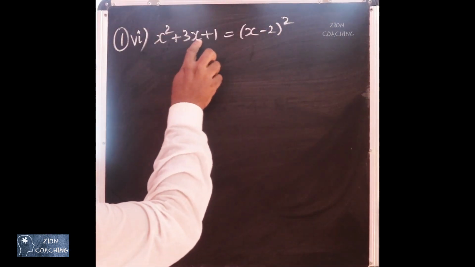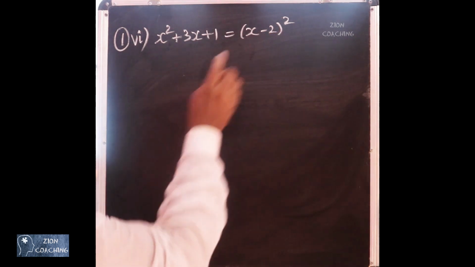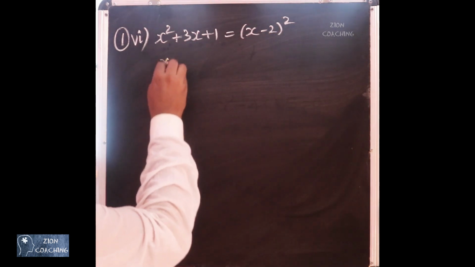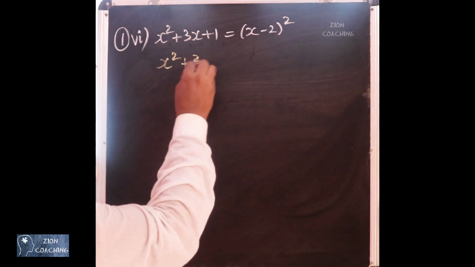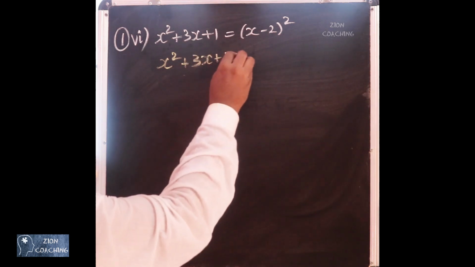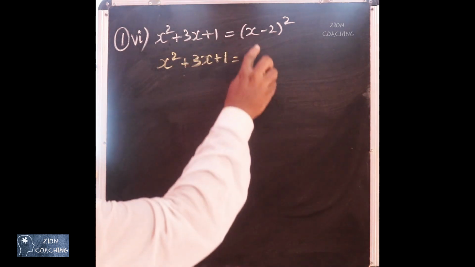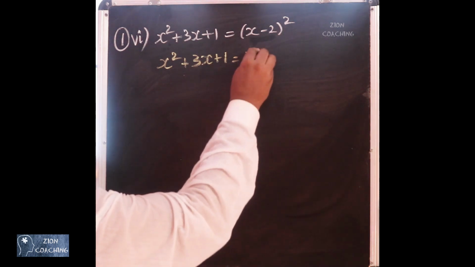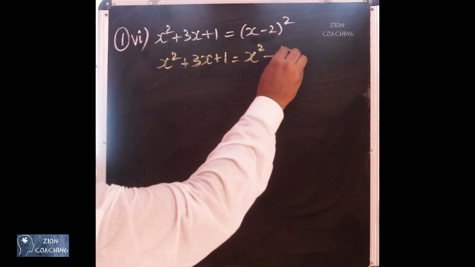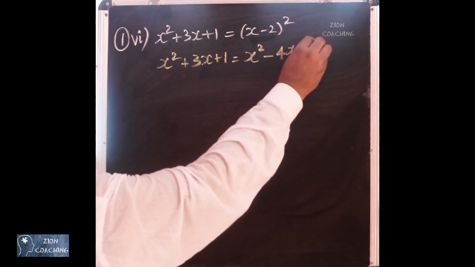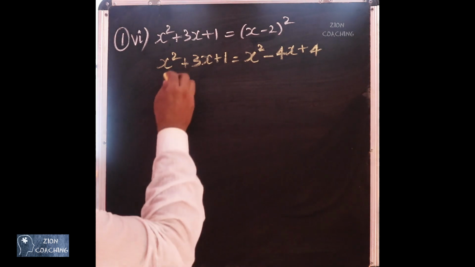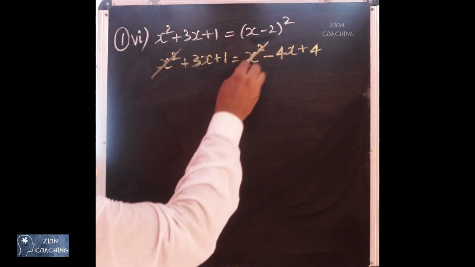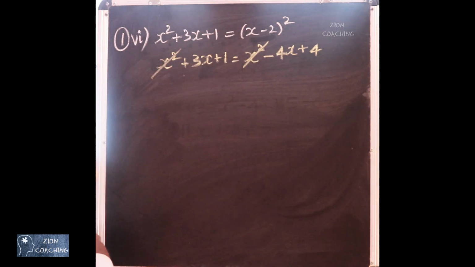x squared plus 3x plus 1 equal to x minus 2 the whole square. Now, there is nothing to expand on the left hand side. We are just going to expand the right hand side using the formula a minus b the whole square. So, we will have x squared minus 4x plus 4. Now we are having x squared on both sides. So x squared and x squared will get cancelled.